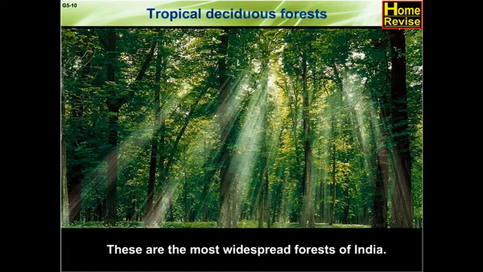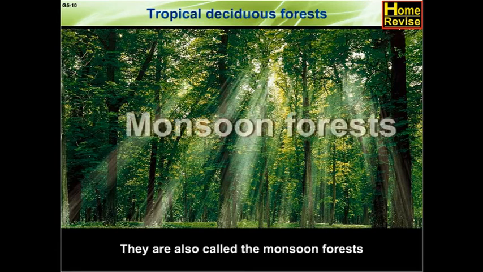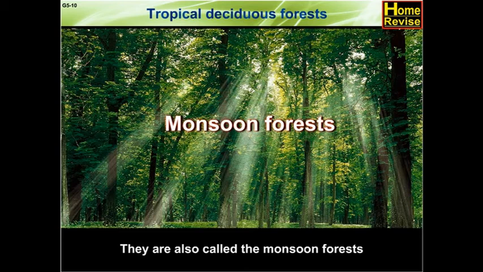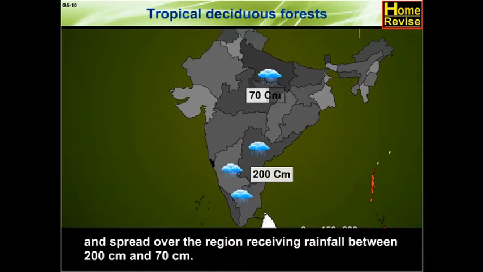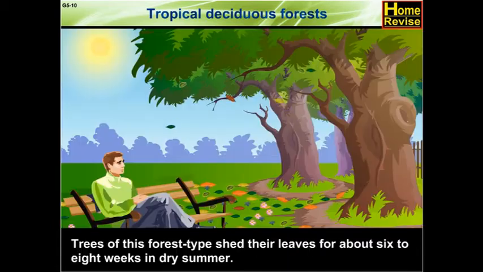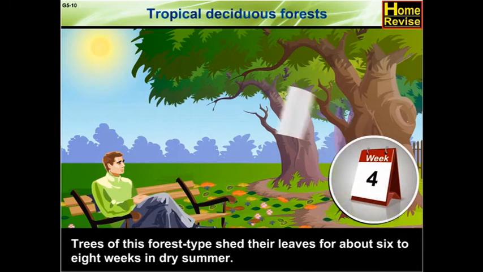Tropical deciduous forests. These are the most widespread forests of India. They are also called the monsoon forests and spread over the regions receiving rainfall between 200 centimeters and 70 centimeters. Trees of this forest type shed their leaves for about 6 to 8 weeks in the dry summer.